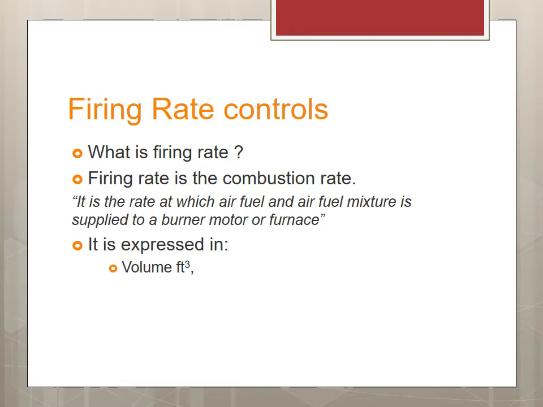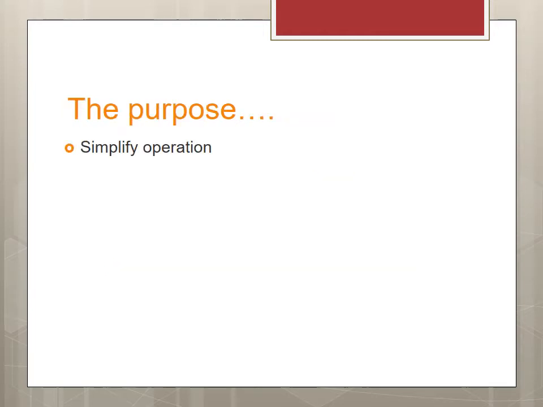It's usually expressed in volume per cubic foot, so it's volumetric. You can also see it in weight, and that will dictate the pressure. Sometimes it's given by BTU per hour, so it varies from one industry to another, but firing rate can be expressed in either one of those. The purpose is to simplify the operation, to have less staff monitoring the boiler. We can reduce the workload, and now we can have a plant operating with a minimum of 1 or 2 operators around the clock.